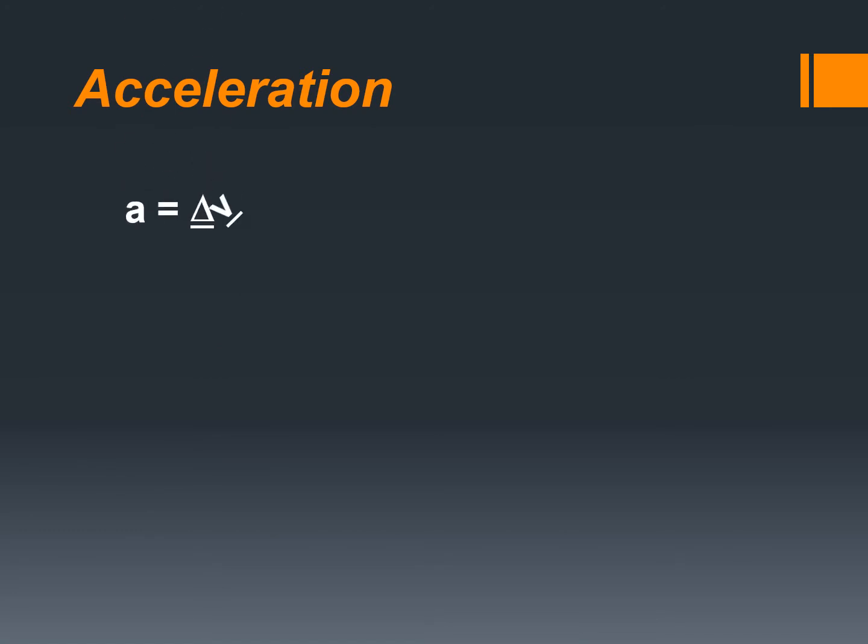We have our basic equation for acceleration equals change in velocity over time. Now, change in anything means final minus initial. So final velocity minus initial velocity divided by time is going to be equal to acceleration. We're going to rearrange this equation. We're going to multiply both sides by time.